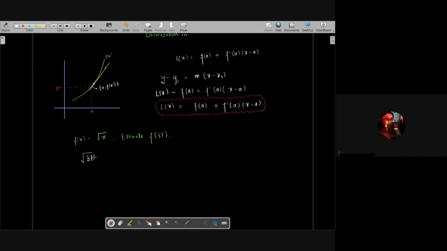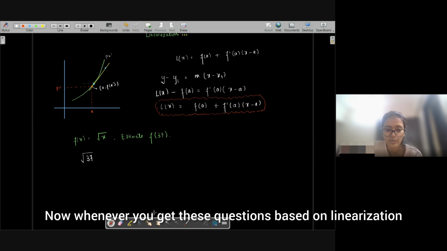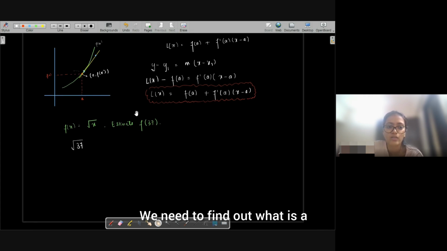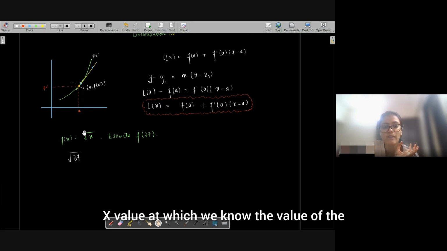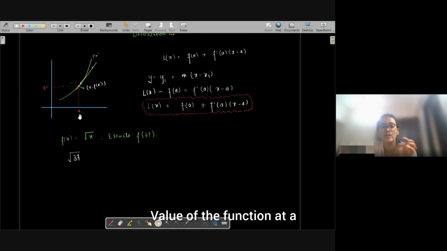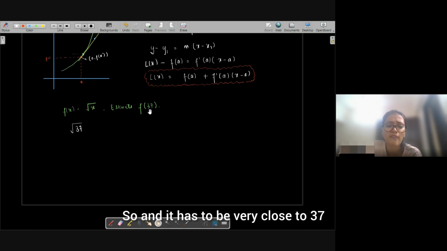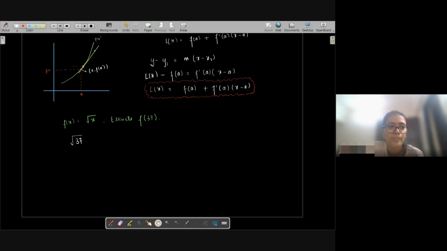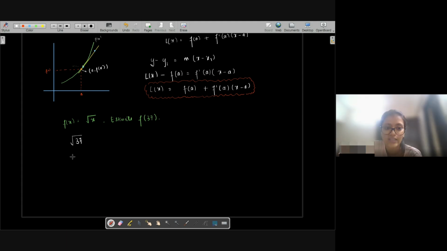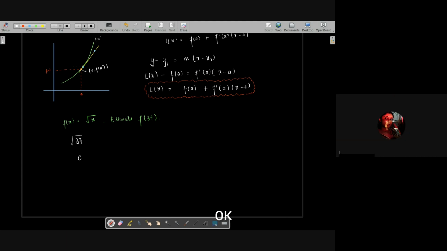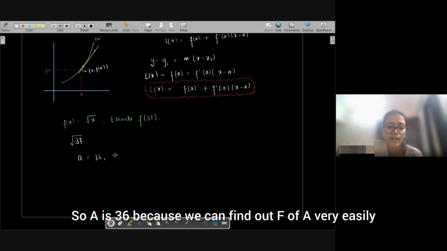Now, whenever you get these questions based on linearization, we need to find out what is a. A will be that x value at which we know the value of the function. Like we can easily find out the value of the function at a. And it has to be very close to 37. So can you think of a point which is very close to 37 and you can find out its square root easily? 36. So that will be our a. So a is 36 because we can find out f of a very easily.